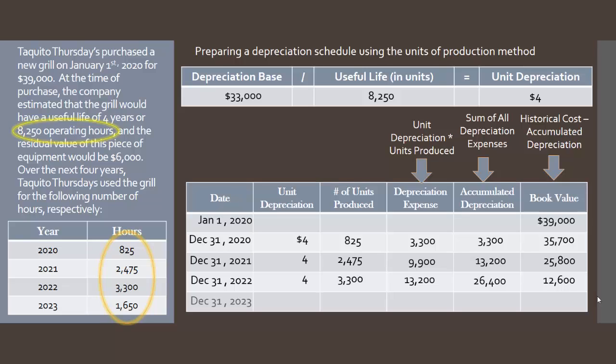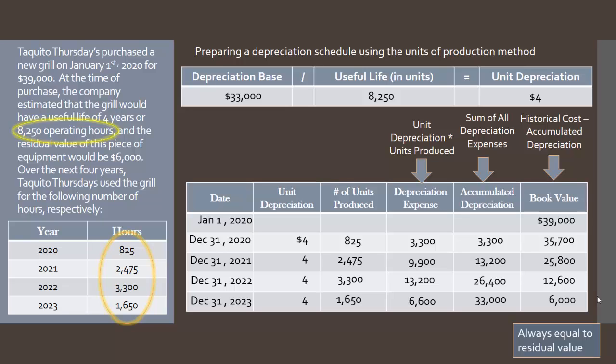And then in the last year that we have this asset, on December 31st, 2023, our unit depreciation is going to be $4. We used it for 1,650 hours during 2023, meaning our depreciation expense is $6,600. When we add that to our existing accumulated depreciation, we get $33,000. And if we take our $39,000 historical cost, subtract out our $33,000 of accumulated depreciation, we get $6,000 of book value at the end of 2023, which again is equal to our residual value, so we know that we're good.